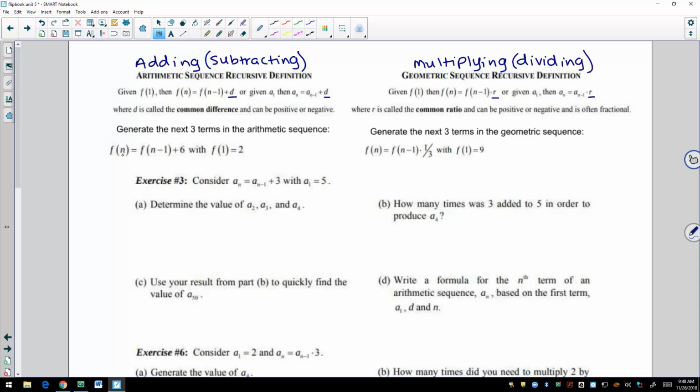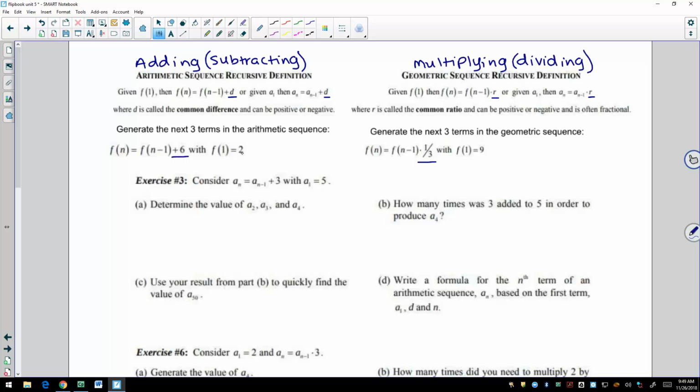They gave us this recursive, notice the n minus 1, it's using the previous output, so it's recursive, and it's arithmetic. The huge key, I know they said the word arithmetic, but you'll notice the +6, you're adding. This one right next to it is geometric, you're multiplying by 1/3. So you need to be able to tell if it's arithmetic or geometric without being told that it's arithmetic or geometric. So if you're adding or subtracting, it's arithmetic, multiplying or dividing, geometric. Okay, so we need to do the next 3.